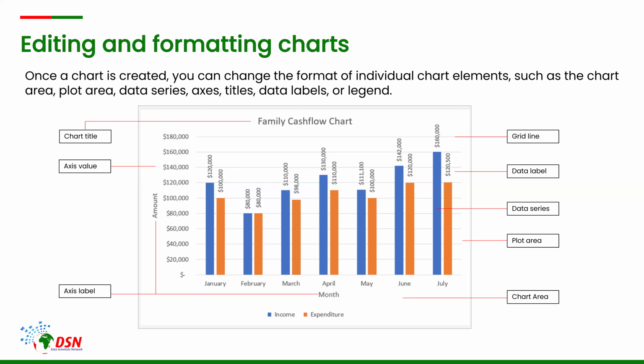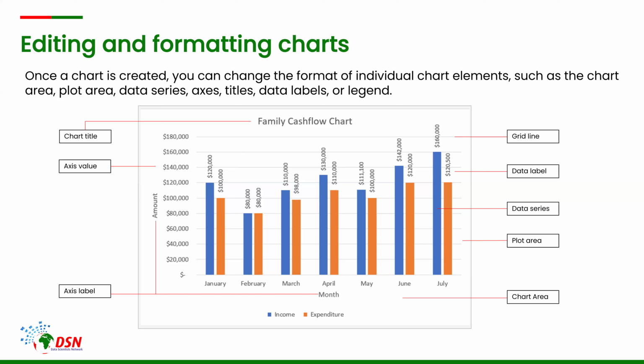So when you know the names of these elements, they are actually called chart elements. When you know the name of this element, it allows you, when you want to edit them, you know what you are editing, because this is how Excel understands the name and it will be able to edit it. So we also have grid lines. You can have different kinds of grid lines. You can decide to remove the grid line if you want.